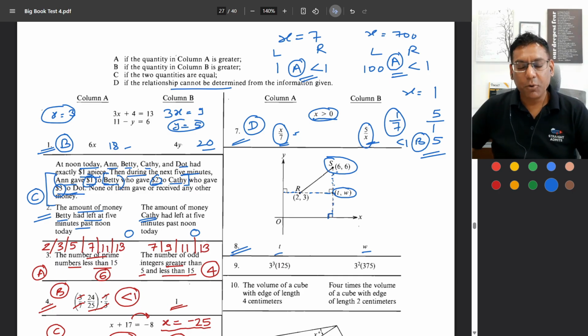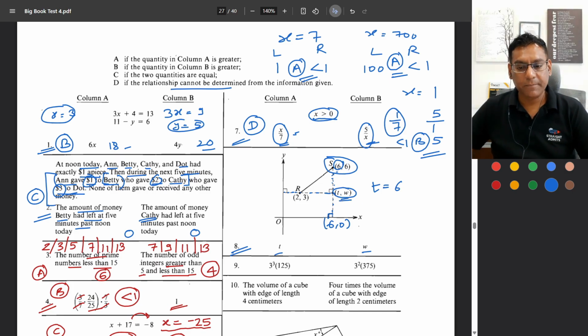any point on this line is going to have the same x coordinate. That's what it means, right? So that means t is going to be 6. In fact, this is going to be 6 comma 0. This is going to be 6 comma w. This is going to be 6 comma 6.